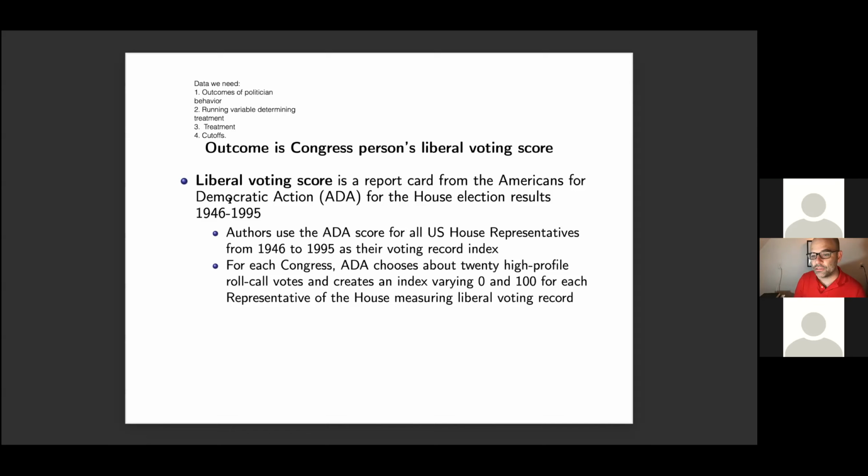But in the United States, there's this ongoing thing where small organizations will basically build these report cards on how politicians vote. So for outcomes, we will use a report card on politicians from the Americans for Democratic Action. They scored politicians based on their votes.